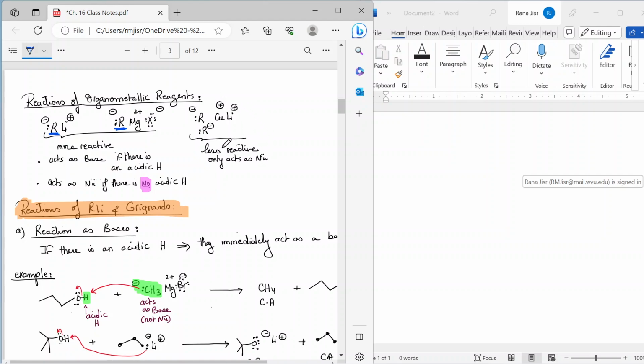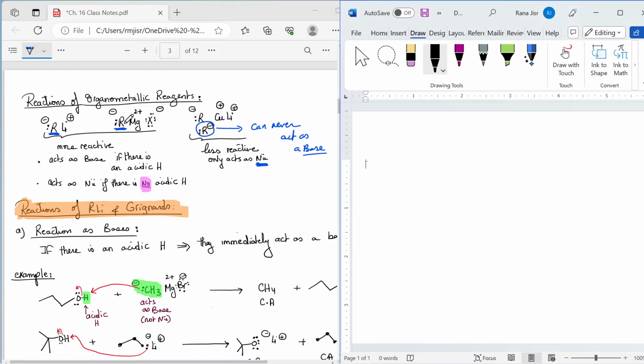On the other hand, Gilman is less reactive. Gilman can never act as a base. So the R over here can never act as a base, so there is no acid-base reaction for Gilman. For Gilman, the carbanion only acts as a nucleophile.